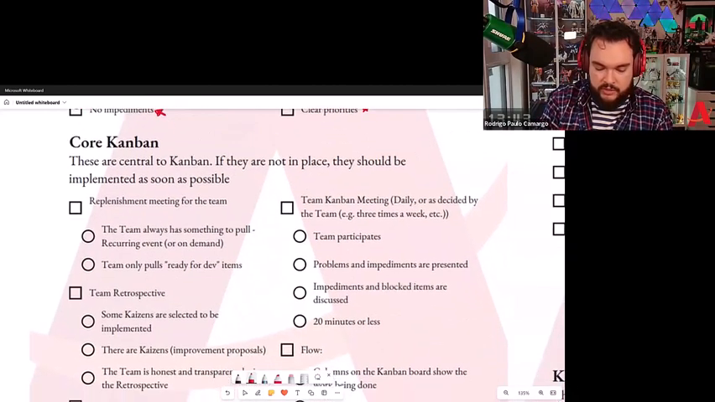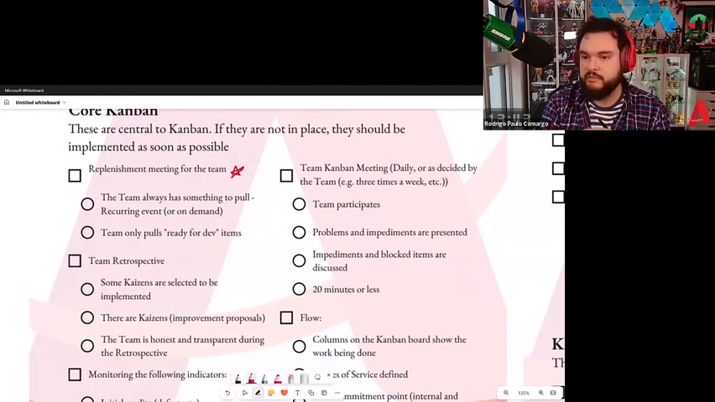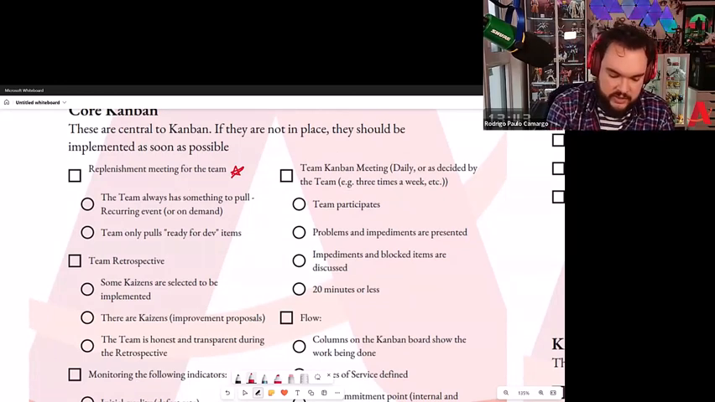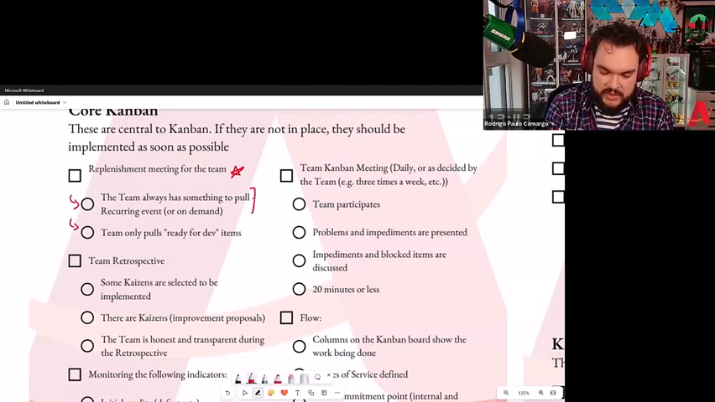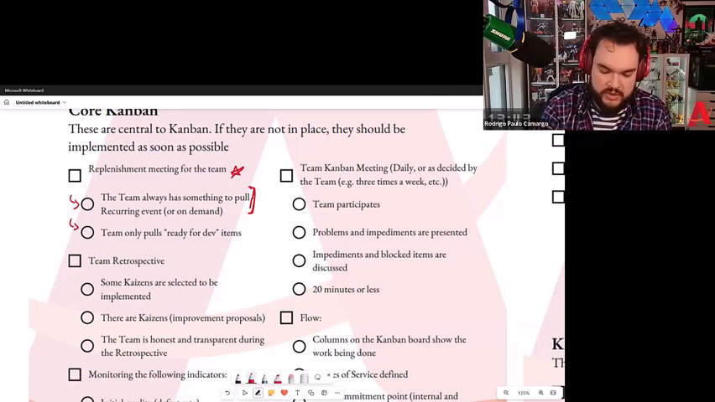Then when we go to the core Kanban, what I put here firstly is the replenishment meeting. If you are doing the meeting by itself, and as you guys can see, there are two items below. The first one is there is always something to pull, recurring event or on demand. Doesn't matter, you're doing the event, great. But if you don't have something to pull, what does this tell me? You don't have upstream in place, and if you have, it's not a good one.